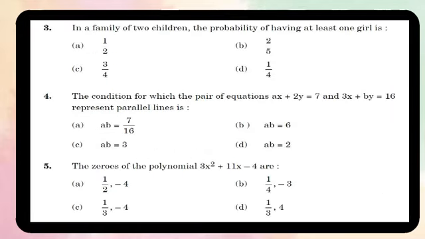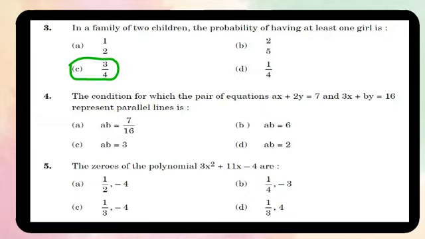In the third problem, in a family of two children, we need to find the probability of at least one girl. Students, don't worry about the phrases at least or at most. For an experiment that contains exactly two events, if they ask at least one event or at most one event, the probability is 3 by 4. You can straight away answer 3 by 4. If they ask at most one girl, the answer is the same, 3 by 4.